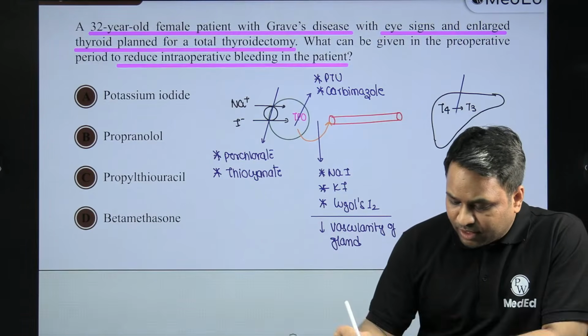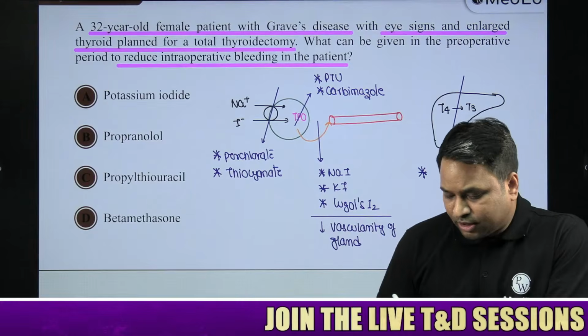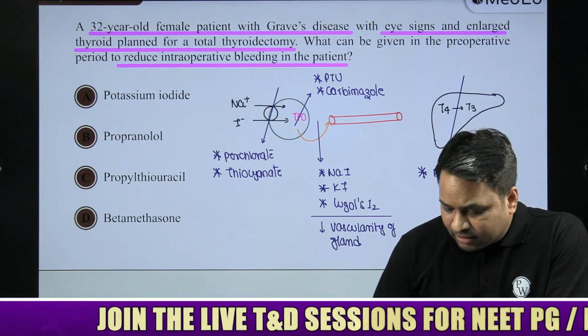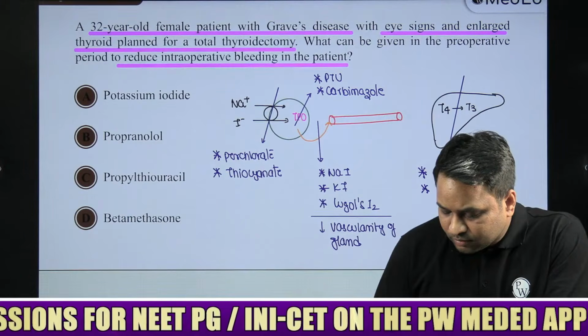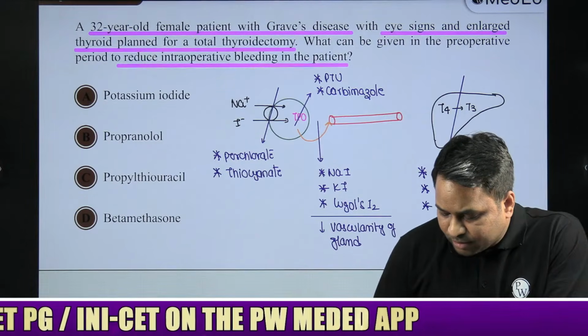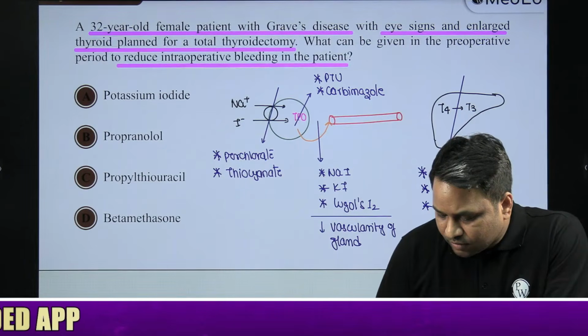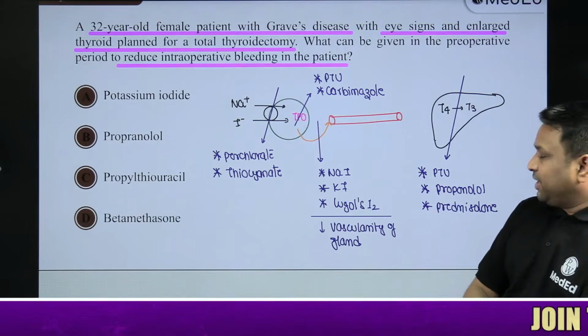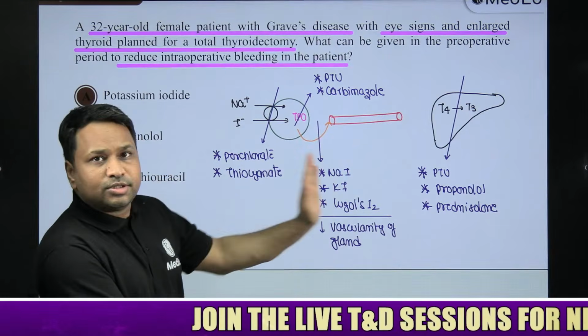And the last group of drugs inhibits the peripheral conversion. Drugs that inhibit the peripheral conversion are, number one, propylthiouracil. Number two, propranolol. And a steroid, that is prednisolone. So these are the drugs that inhibit the peripheral conversion also. Right? So this is the whole objective.